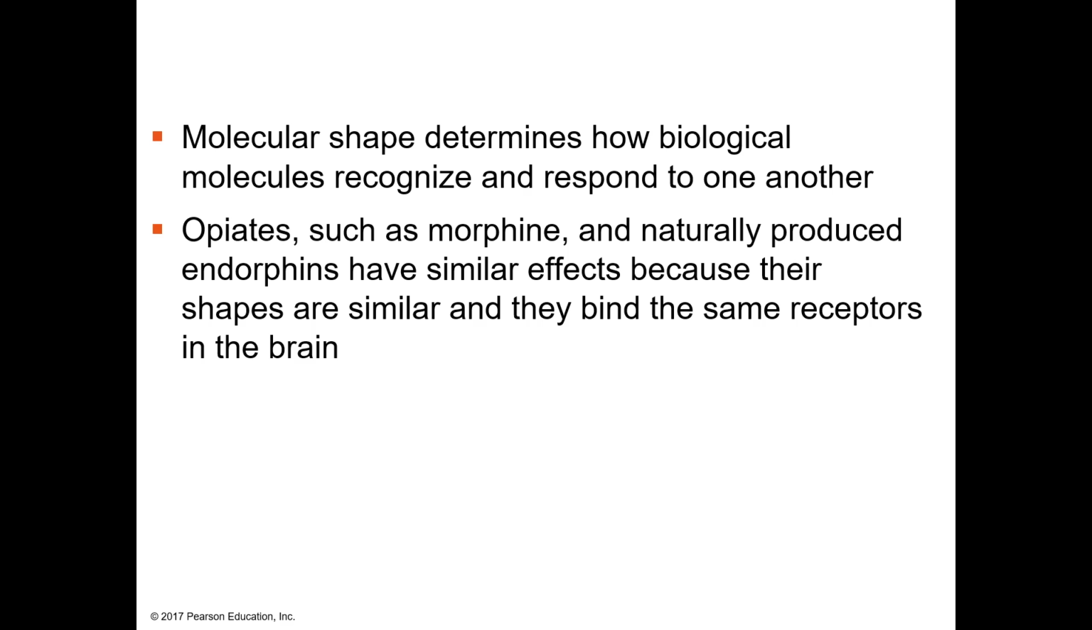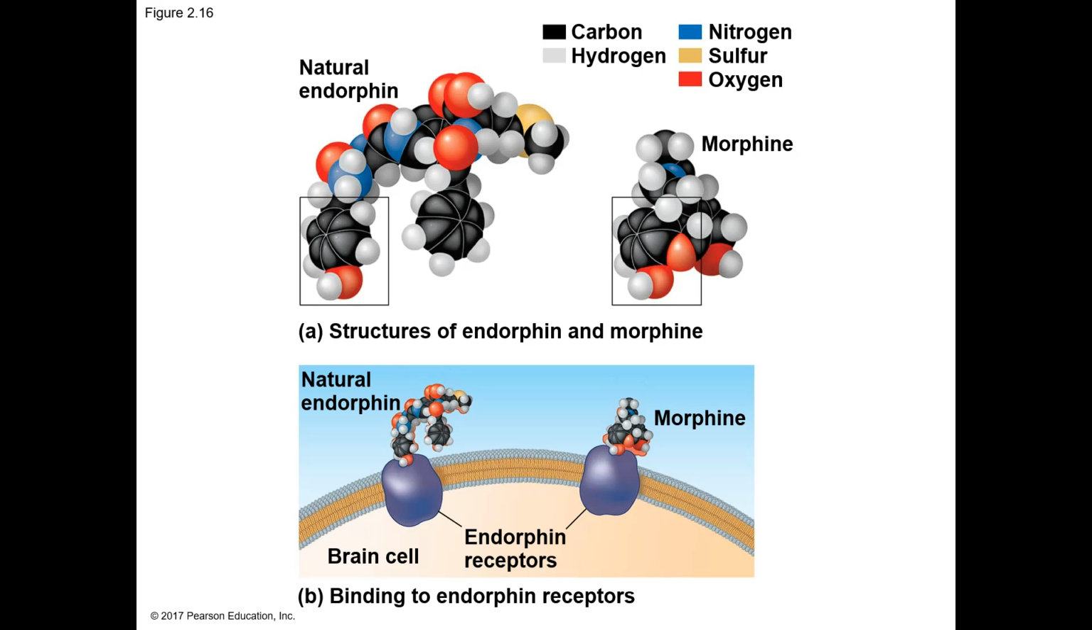Molecular shape determines how biological molecules recognize and respond to one another. Opiates, such as morphine, and naturally produced endorphins have similar effects because their shapes are similar and they bind to the same receptors in the brain. So here, if you look in the box at the natural endorphin, they're looking at that region in the little black text box there, and they're comparing it to morphine, right?